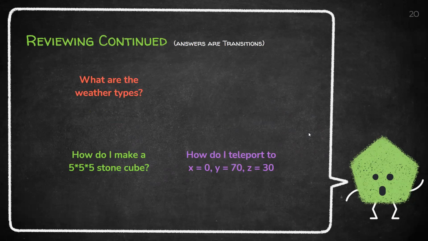Cool. All right. The last three questions are, what are the three weather types? All right, nice. So basically the three weather types are clear, rain, and thunder, right?